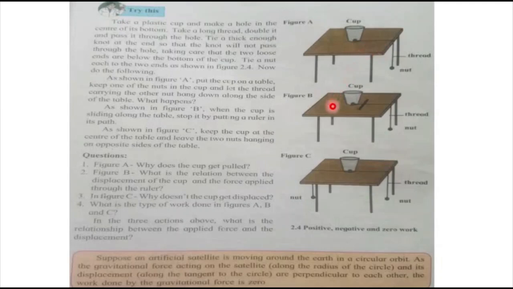As shown in figure B, when the cup is sliding along the table, stop it by putting a ruler in its path, and the cup will stop moving. As shown in figure C, keep the cup at the center of the table and leave the two nuts hanging on opposite sides of the table. After this activity, see some questions.